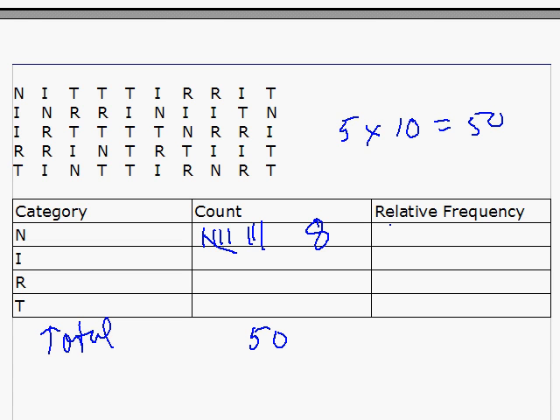To find the relative frequency, take the count or the frequency, divide by 50, and then reduce that using your calculator. So basically you're doing the same thing you did before, but instead of making these classes that are intervals, you just list the categories, then you list the counts and the frequency, then from that you can find your relative frequencies.